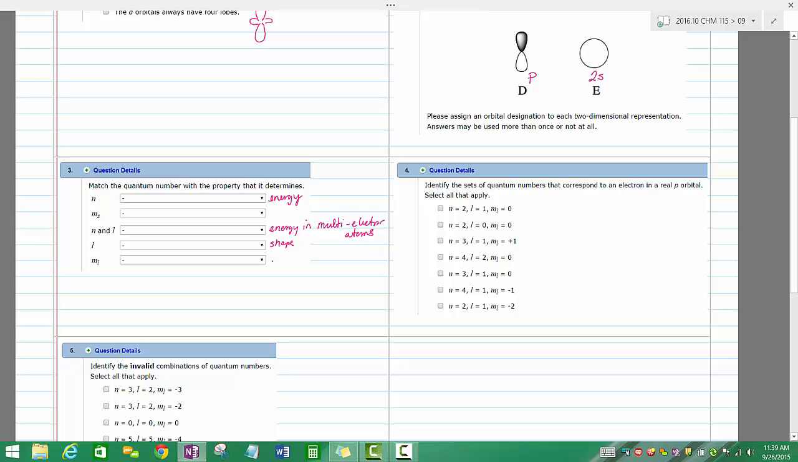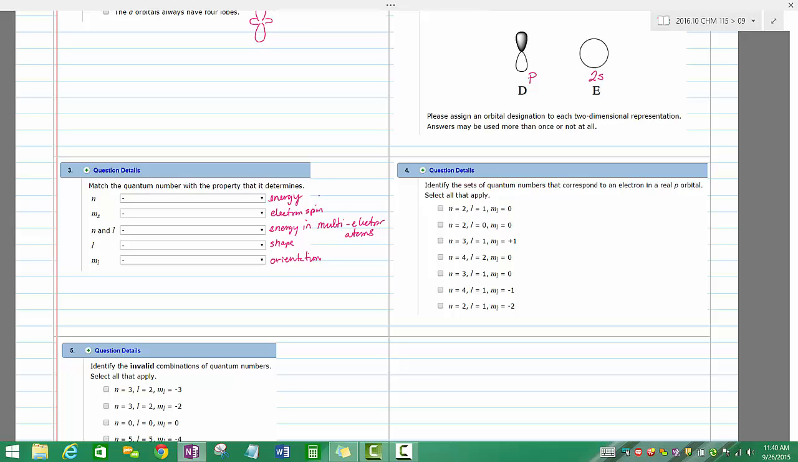The m sub l is always going to give us orientation. M sub s is our electron spin. And that's basically used just to distinguish between 2 electrons that are in the same orbital. On 4, it says identify the sets of quantum numbers that correspond to an electron in a real p orbital.